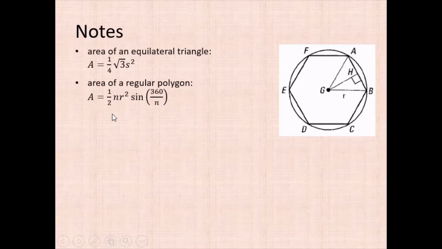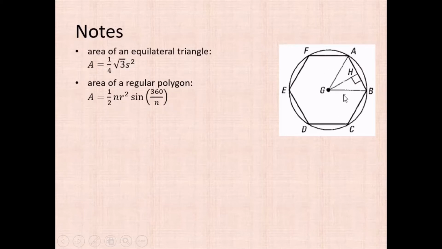We also have an area of a regular polygon, and this would also include a triangle if you want to use this one instead. But the formula is half n r squared sine 360 over n. N stands for the number of sides, just like in the last section when we had an n, that was the number of sides. And R stands for the radius, which is from the center of the polygon to one of its corners. And here's an example over here of a hexagon with all these sides here.